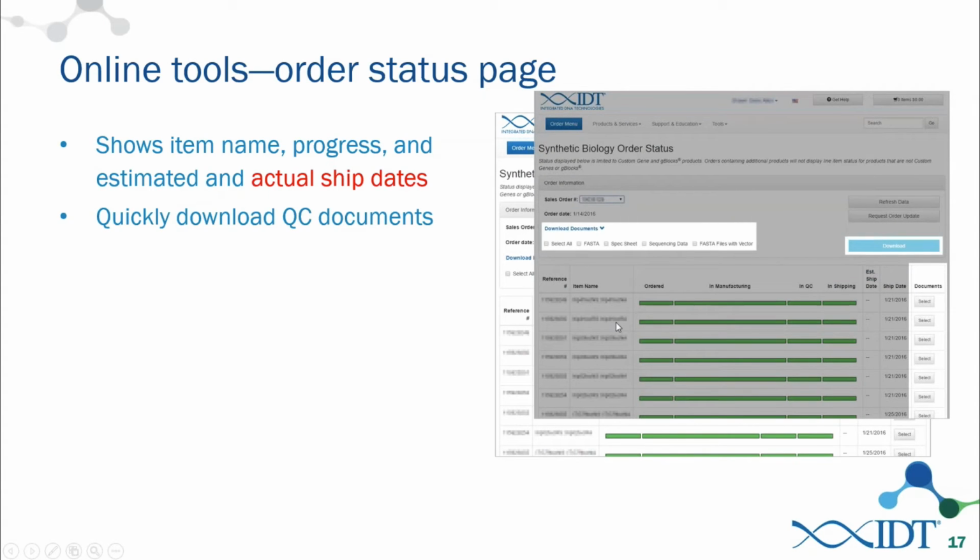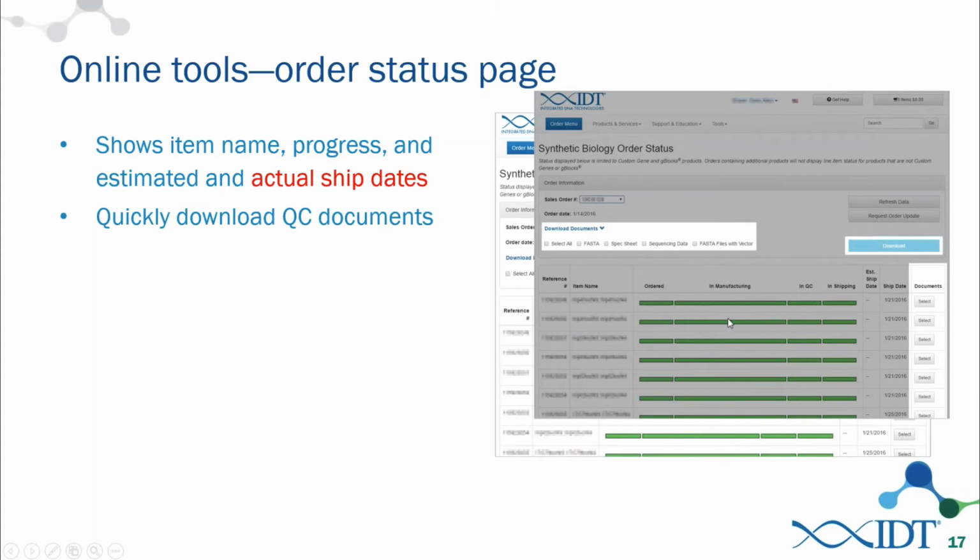This is an example of a selection of sequences that are present in a sales order. These all have an actual ship date instead of an estimated ship date because these have all shipped. You can see they've all completed. The green bar has moved all the way across and they've all completed all steps. At this stage, you can go through and download any of the documentation that goes along with this, spec sheet, sequencing data, different things like that. And you can also verify the progress of things that are not completed.